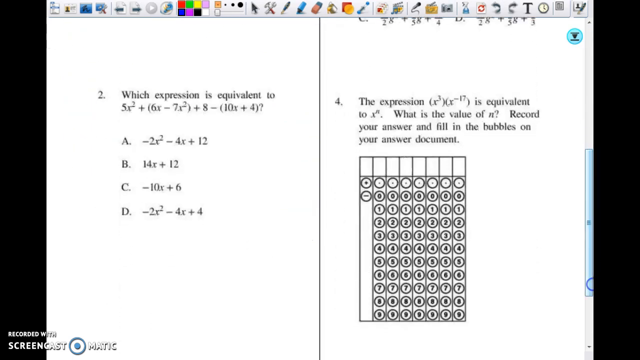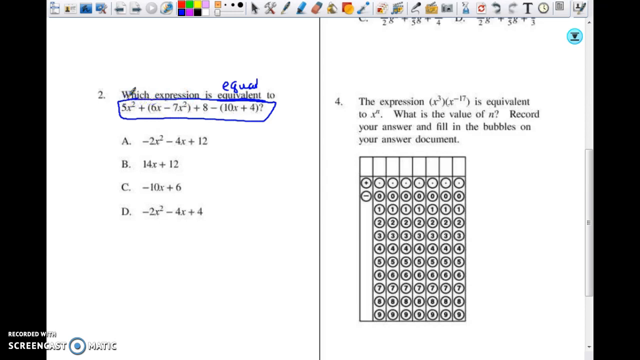All right, so like for number 2, which expression is equivalent? All right, just what we talked about. If it's equivalent, they're equal. And if they're equal, they got to be the same. So let's put this in Desmos just the way we see it.